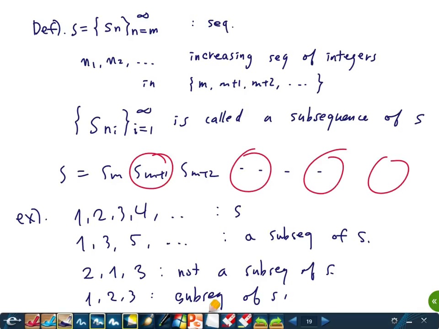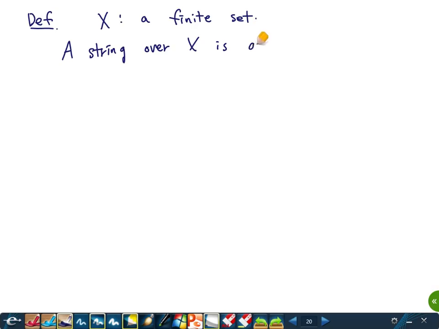Now, let me talk about strings. So strings are really the same as sequences. Let's say X is a finite set of some elements. A string over X is basically a sequence, a finite sequence of elements from X. But you can take one element more than once.